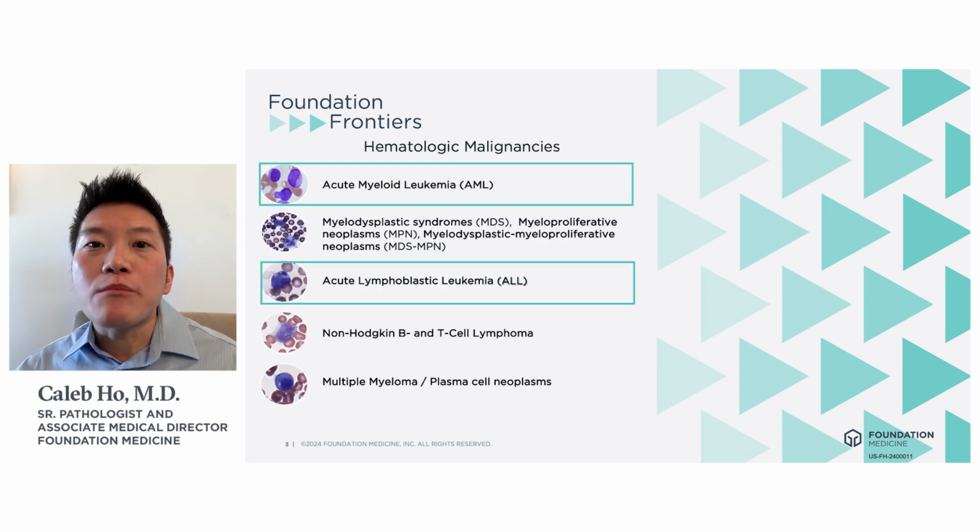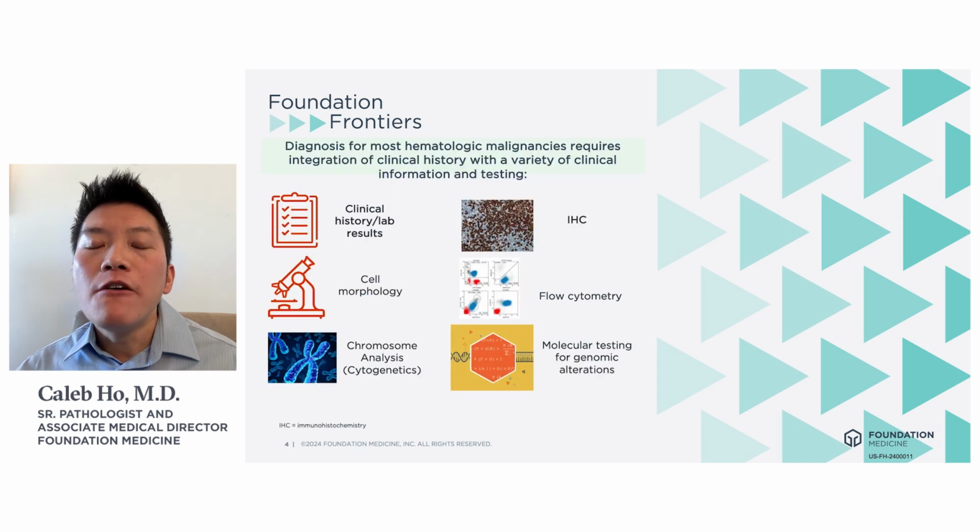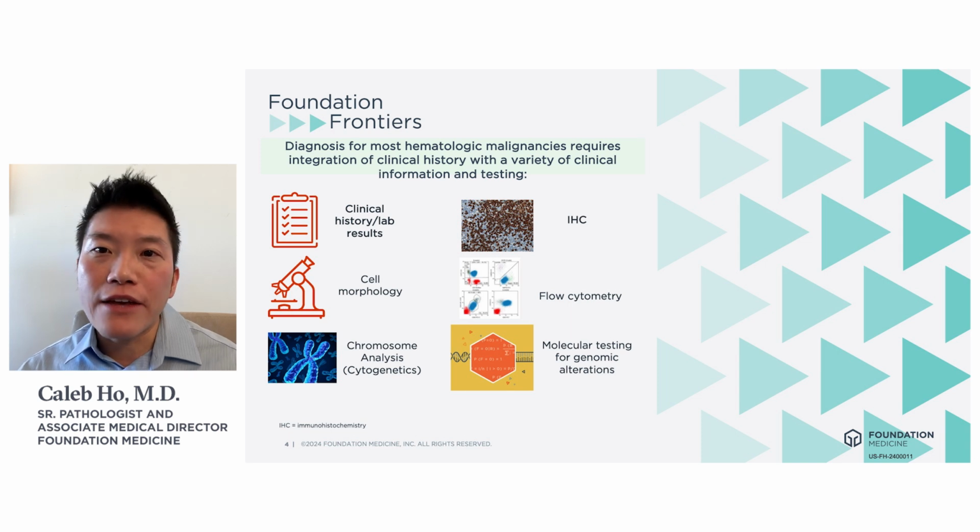This image shows some broad categories of common hematologic malignancies. In this video, we'll discuss applications of CGP in two hypothetical patient cases of acute myeloid leukemia, or AML, and B-cell acute lymphoblastic leukemia, or B-ALL. For many hematologic malignancies, accurate diagnosis can require extensive clinical workup with integration of clinical history with a variety of ancillary testing.